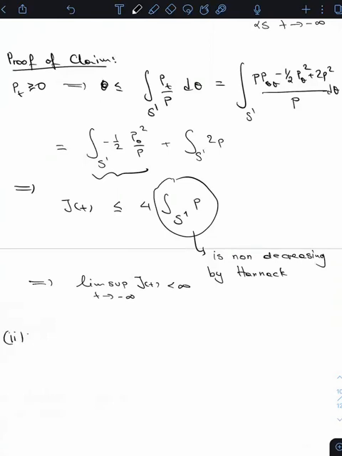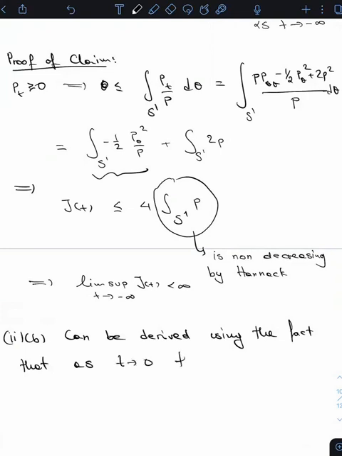So 2b can be derived using the fact that as t goes to 0, the solution shrinks to a round point. This is a result by Gage and Hamilton.